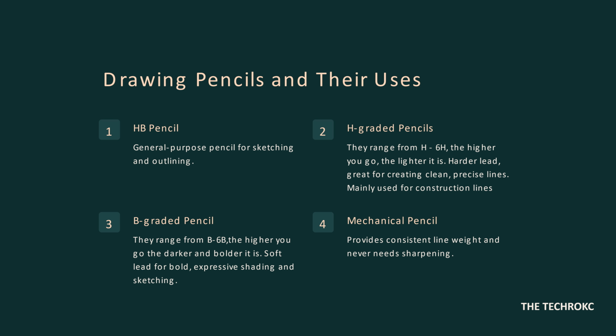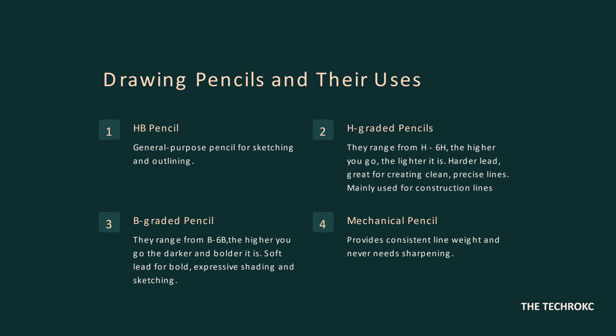Moving on, we have the H graded pencils. These are the pencils that range from H1, some call it H, to 6H. As you move up from H to 2H, 3H, 4H, 5H, up to 6H, the pencil gets lighter. So the higher you go, the lighter the pencil is, because it possesses hard lead, which is great for cleaning and creating. It's mainly used in construction lines as well as other drawing endeavors.